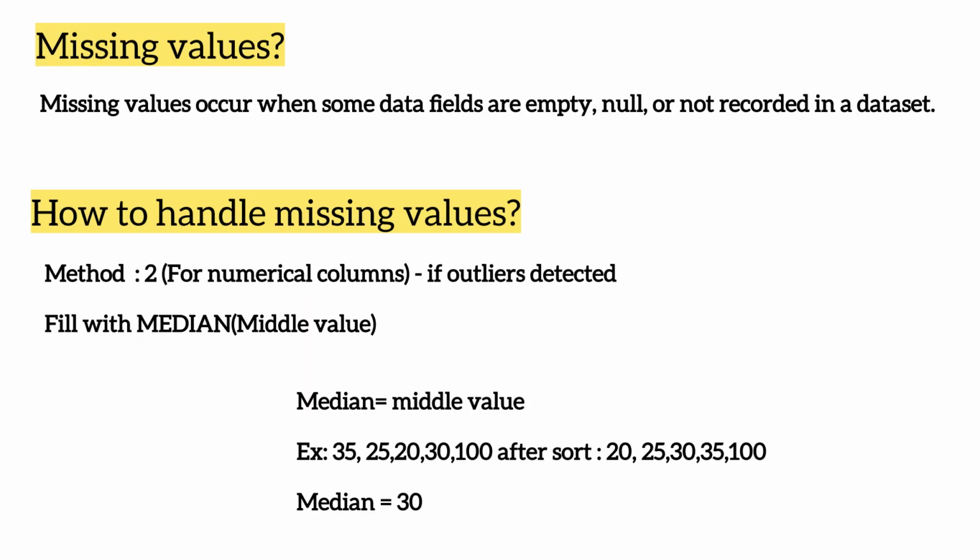Fill with median. Replace the missing value with the middle value of the sorted data. This method works better when the data has outliers. Example: ages 20, 25, 30, 35, 100. The median is 30, so the missing value can be filled with 30.